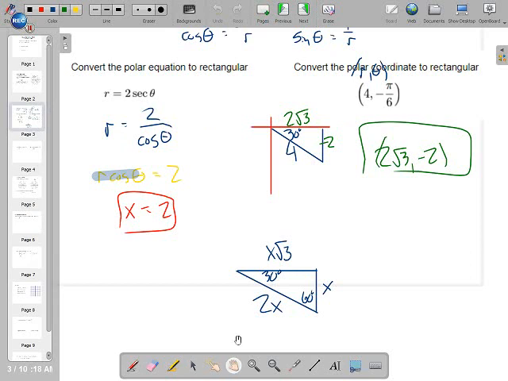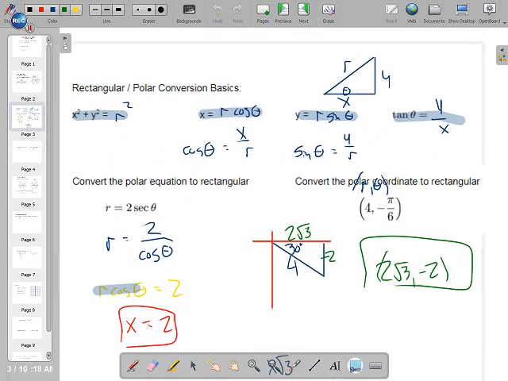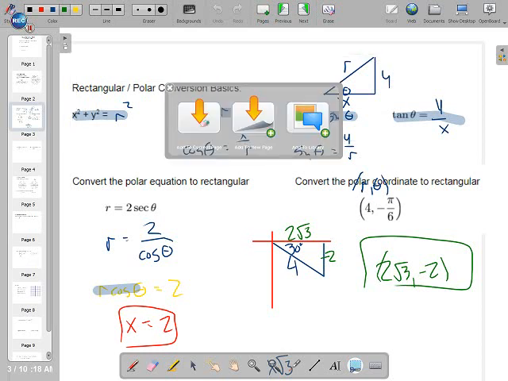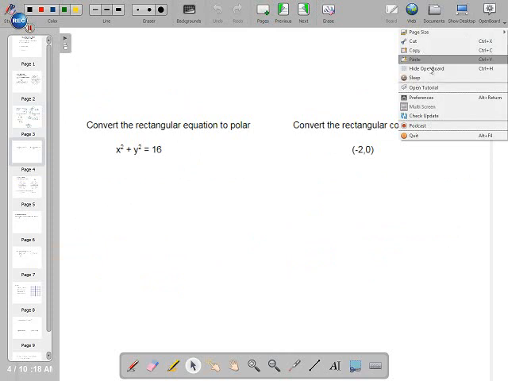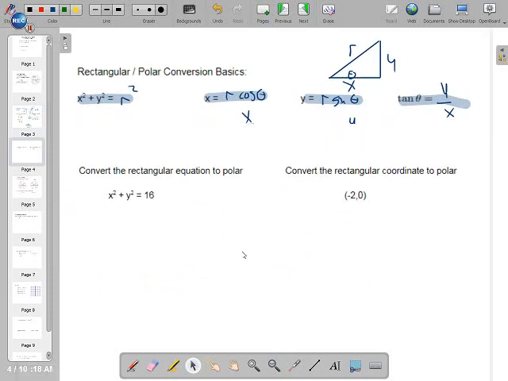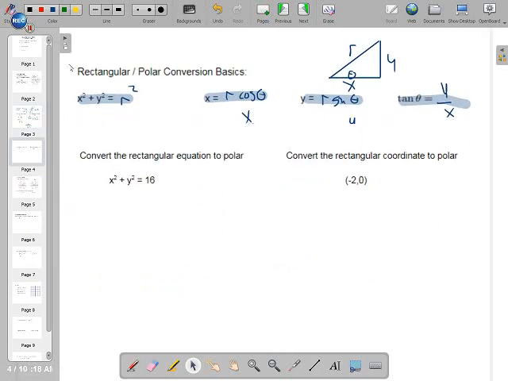I'm going to do the same thing, but I'm going to start in rectangular now. So I need these conversions again, and I have to figure out which one is most appropriate. Let me just screenshot them so I don't have to keep flipping back. So what do I know? I know that x squared plus y squared is r squared. Cool, I can get rid of all that in one step. That's r squared equals 16.